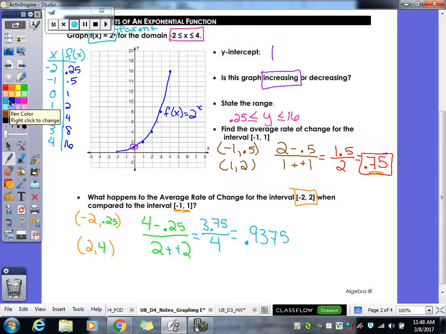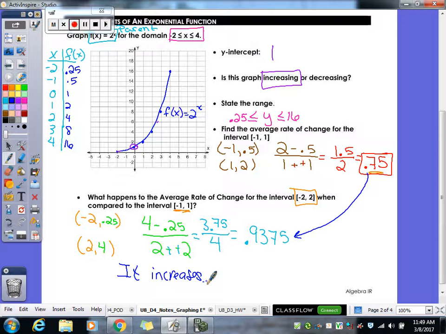So what happened? It went from 0.75 to 0.9375. So our average rate of change did what? It increased. So whenever you take your interval for your average rate of change and you make it bigger for your exponential, your average rate of change should also get bigger. That's why this one's an increasing graph.